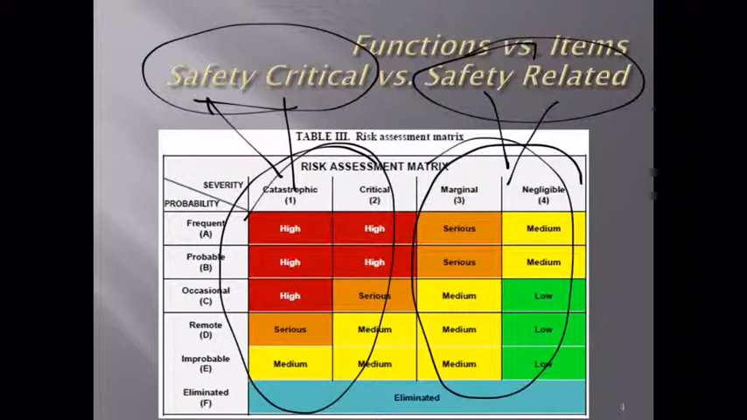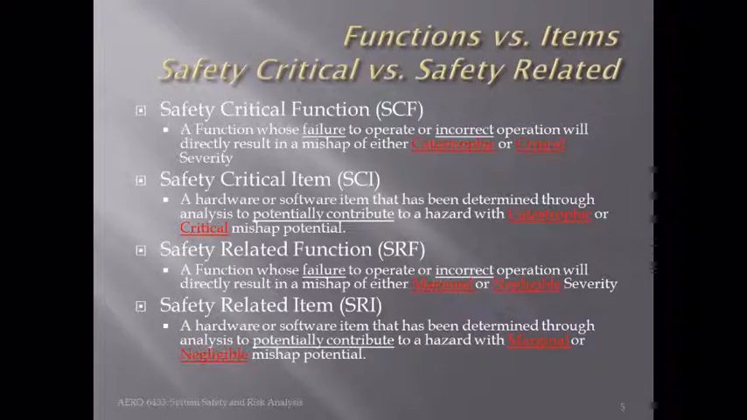In essence then, it's simply this. Safety critical functions are those things that a system does whose failure would result in catastrophic or critical mishap. Safety critical items then are those hardware, software, pieces or parts whose failure might contribute, again, to a catastrophic or critical mishap.